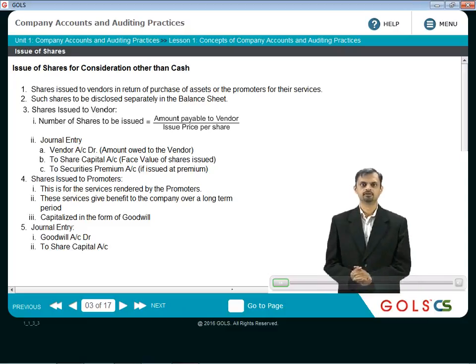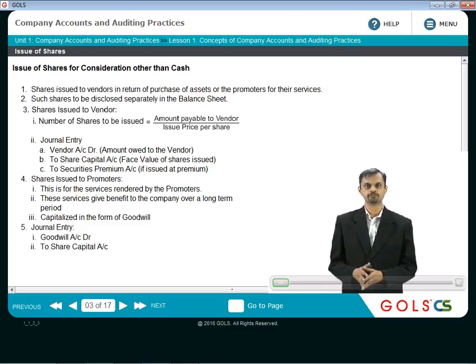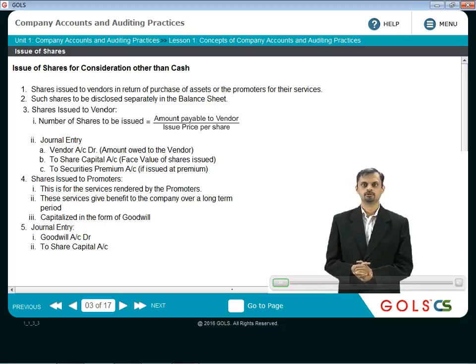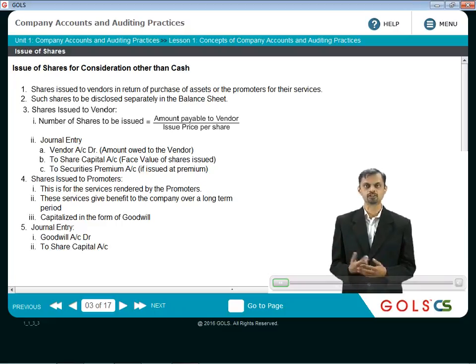Another example, the promoters who are forming the company, in return of the services which are rendered by them to the company, the company decides to issue shares to them. Now against these shares, again here also the company is not receiving any money from the promoters. What the company has received from the promoters is their services. So again this is called issue of shares for consideration other than cash.